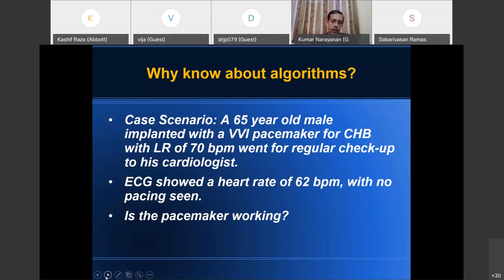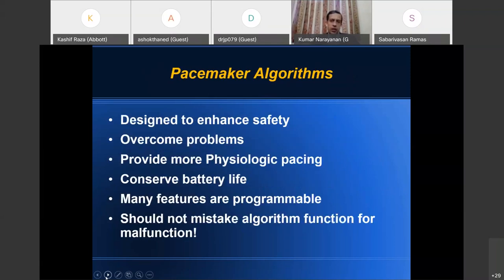So we will talk about the various commonly encountered algorithms. Why do we have these various kinds of algorithms? They have different types of functions. Some are designed to enhance safety, such as the auto capture algorithm, or to overcome other problems which can interfere with smooth rhythm management. Some are designed to minimize ventricular pacing and provide more physiologic pacing. Some help to conserve battery life. In many of these algorithms there are programmable features, so unless you're familiar with what the algorithm does, you cannot make the best use of them. And as we just pointed out, we should not mistake normal algorithm function for a pacemaker malfunction.